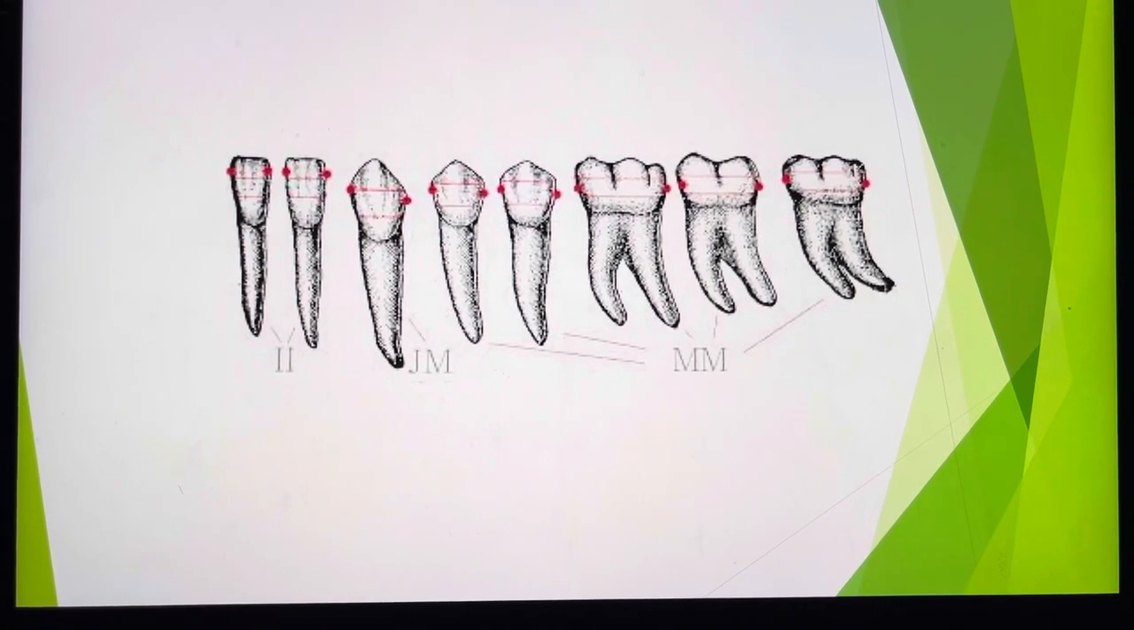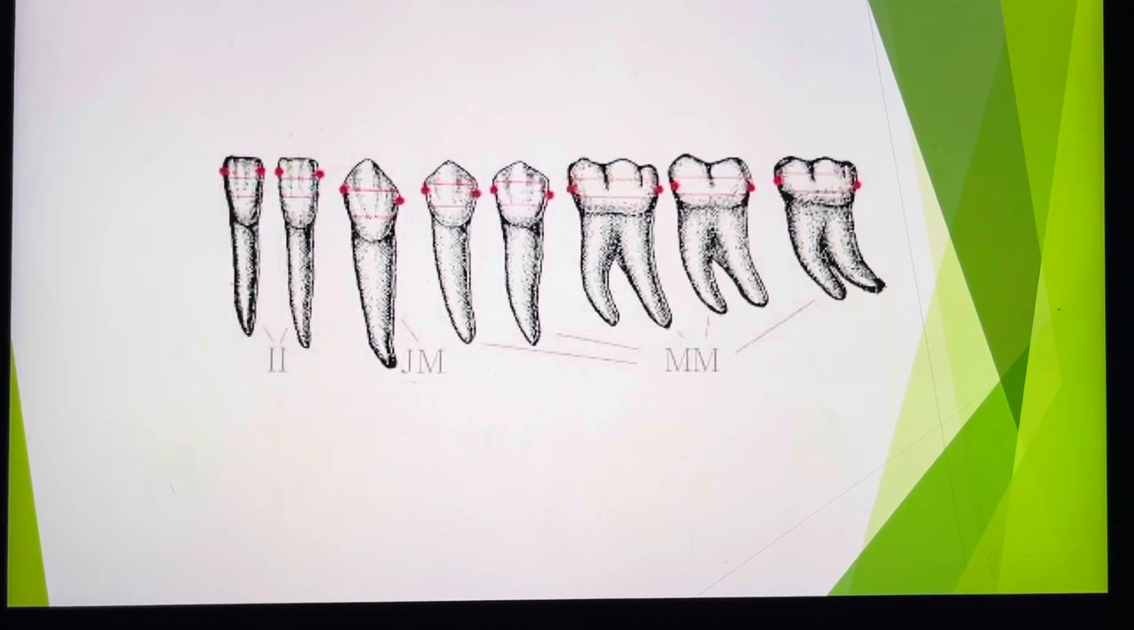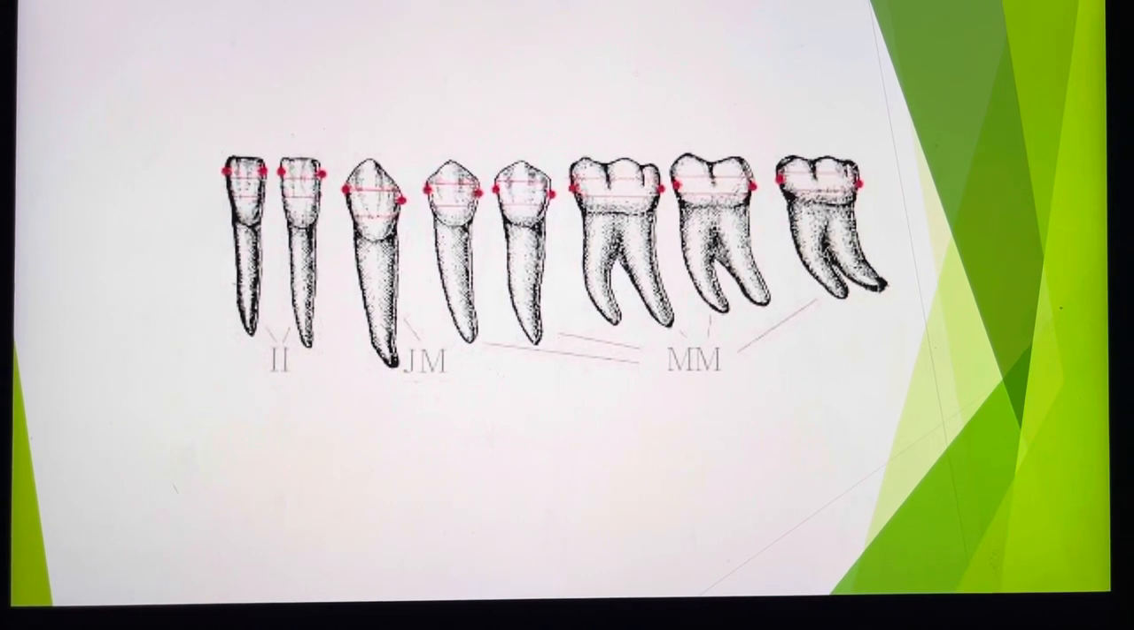This picture was very helpful when I was trying to remember this. Again, for all posterior teeth, both maxillary as well as mandibular, the contact area are in the middle third.